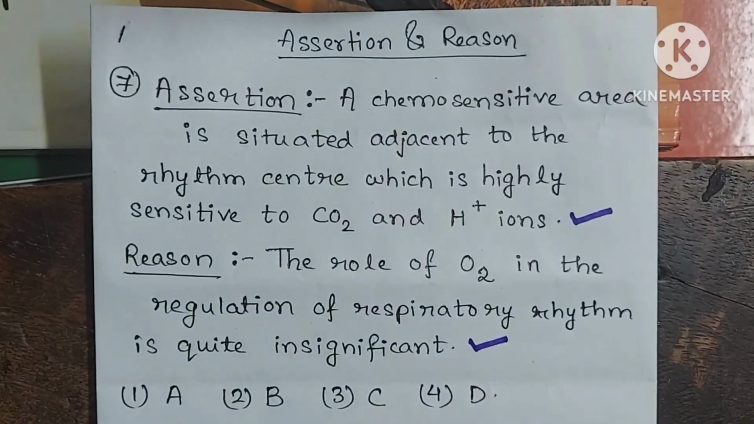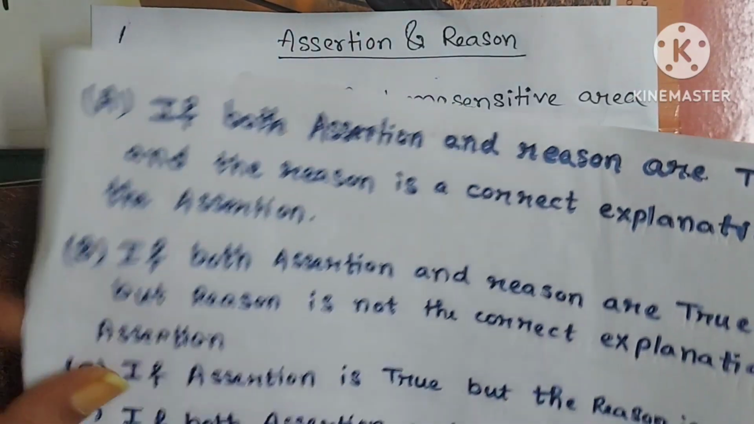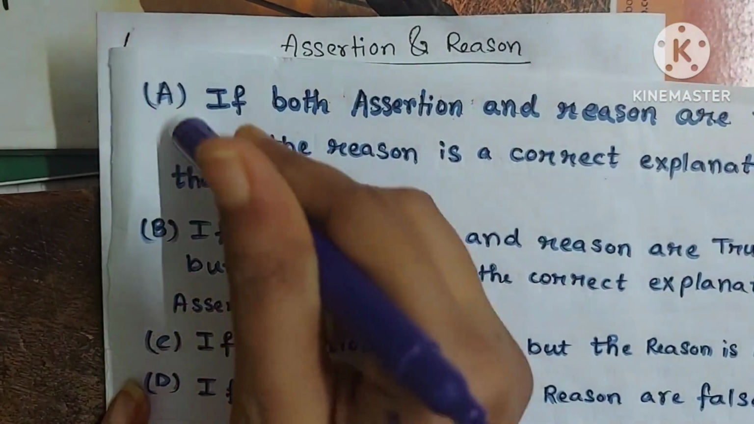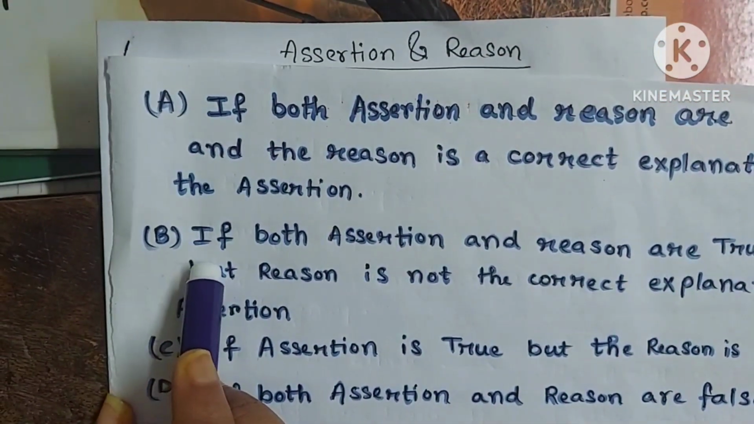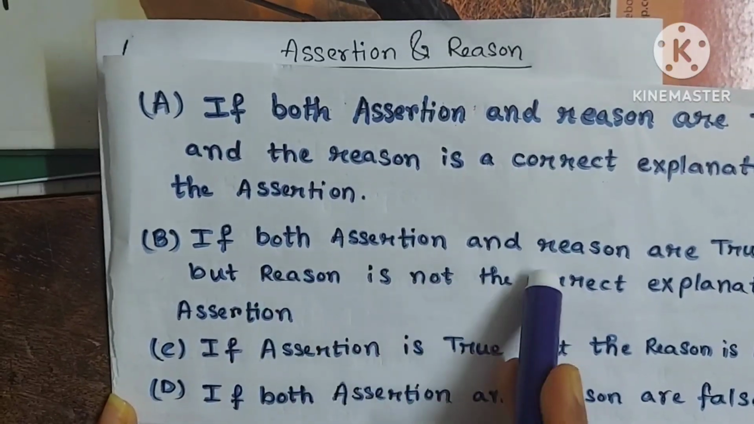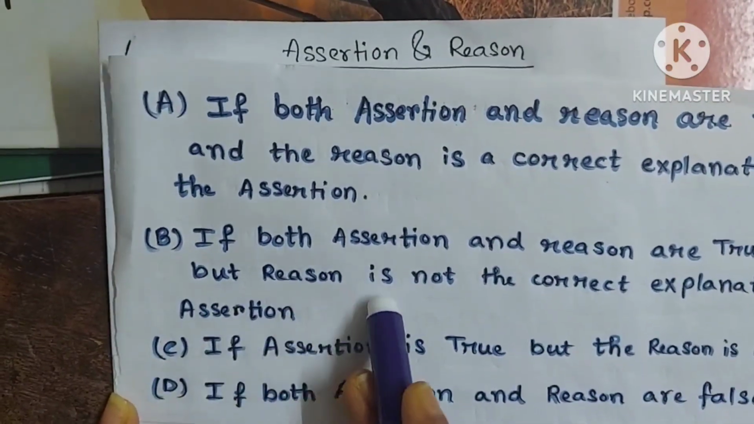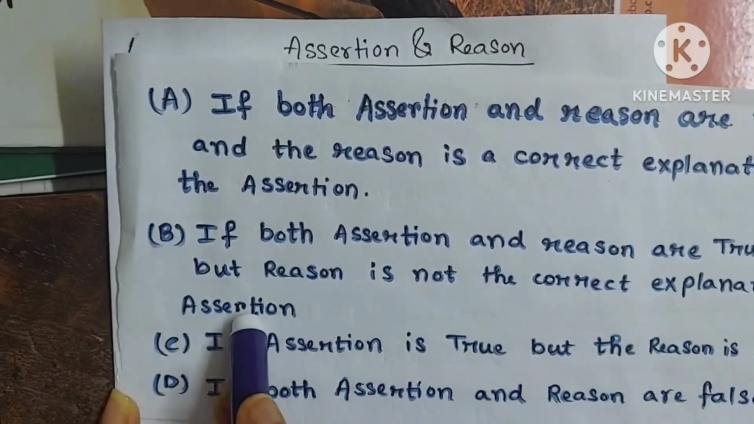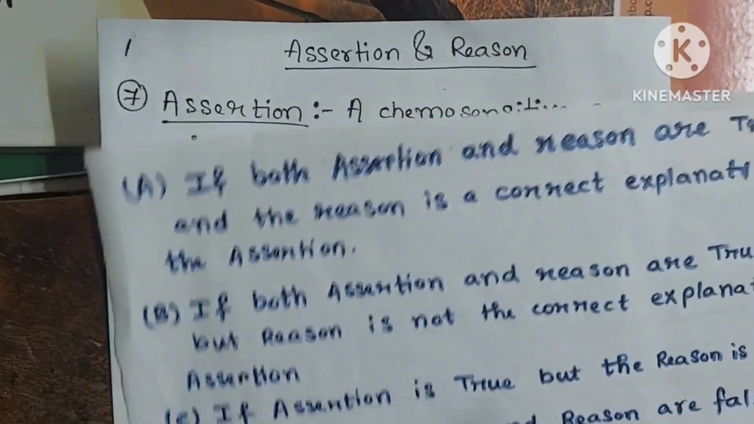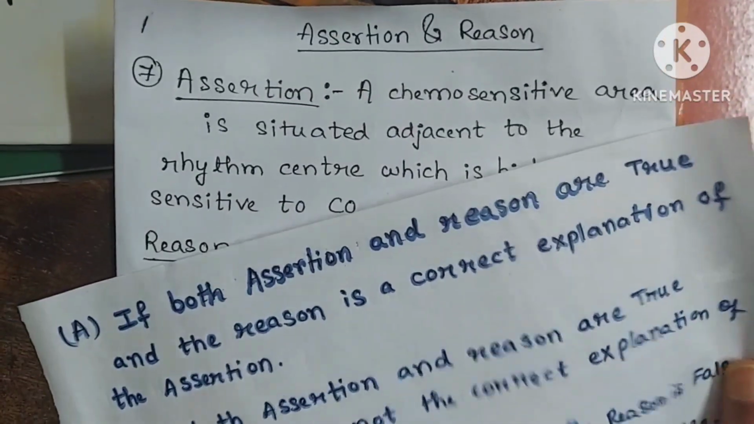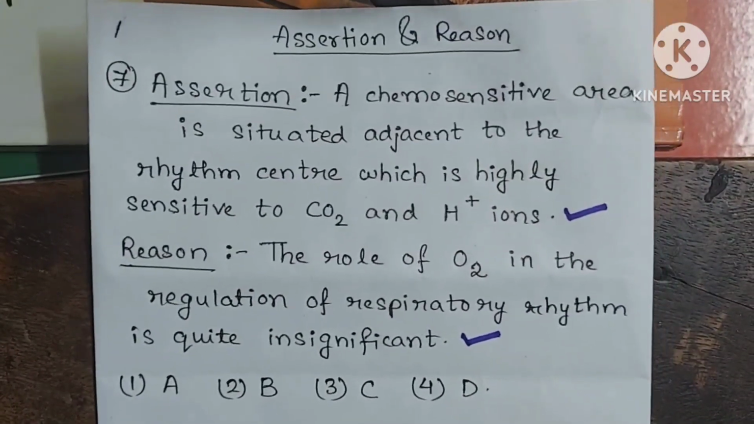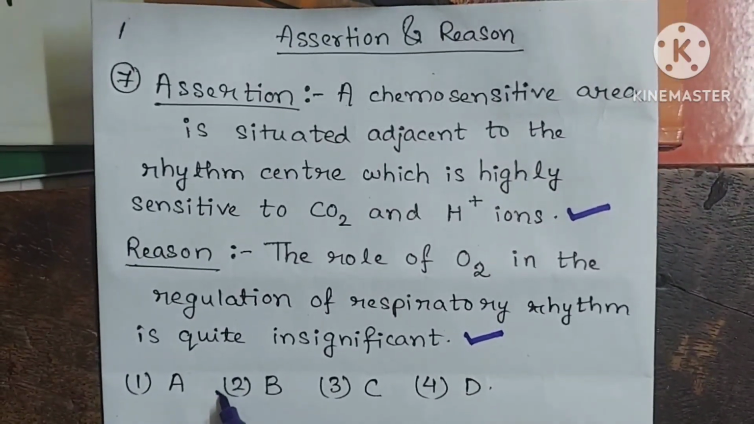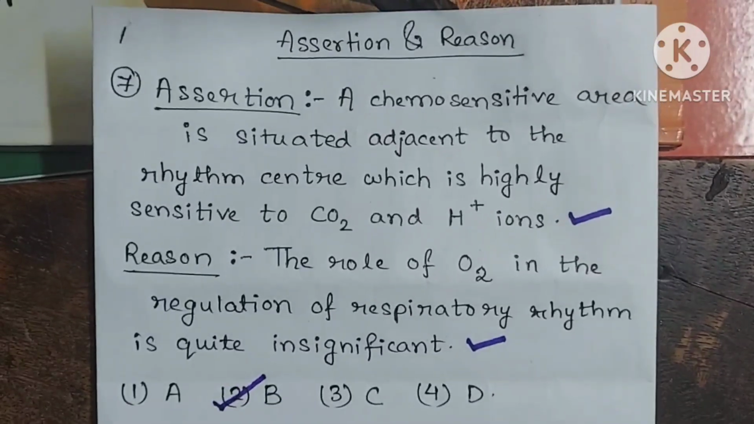Now we will see the options of the assertion reason questions, A, B, C and D. In option B, it is said that if both assertion and reason are true, but reason is not the correct explanation of assertion, then we will mark B. So here the answer will be option 2, where B is written.